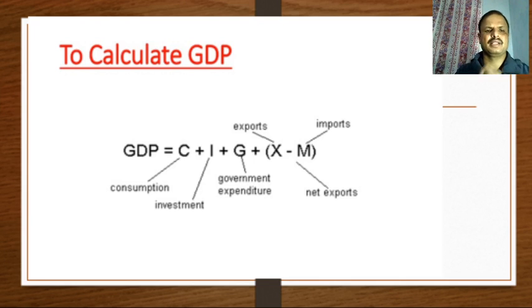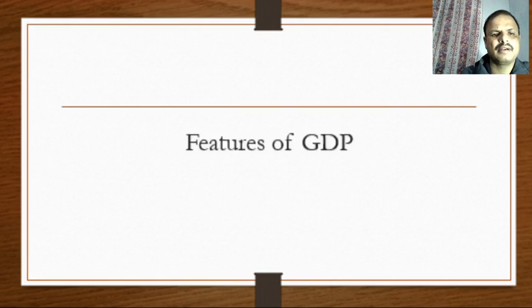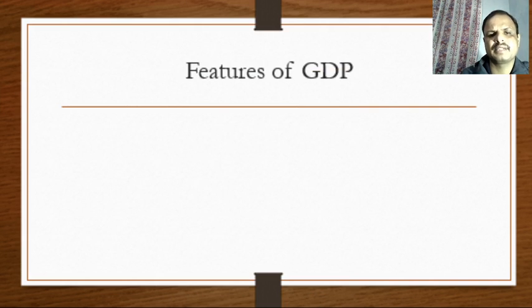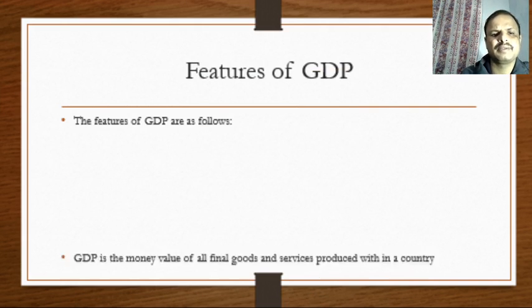So here, C means consumption, I means investment, G means government expenditure, X means exports, M means imports, and X minus M means net exports. Now, what are the features of GDP? The features of GDP are as follows.